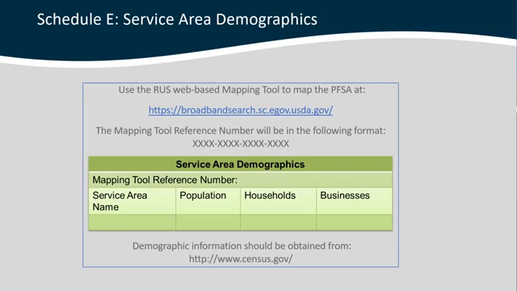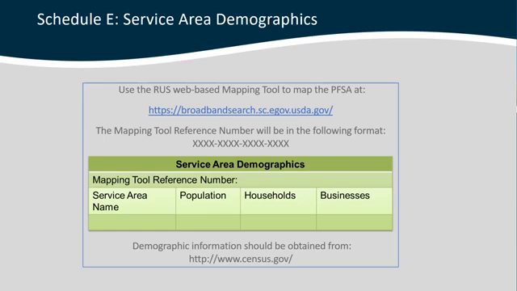Schedule E is the service area demographic, so that's a link to our mapping tool. You have to draw the proposed funded service area there. When you do that, you will get a reference number. We ask that you provide that reference number here and also the demographic information.